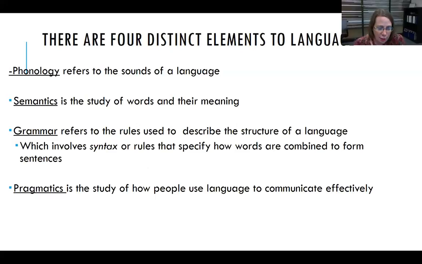The last element of language is pragmatics, which is how people use language to communicate effectively. So there are appropriate times for using certain types of language.